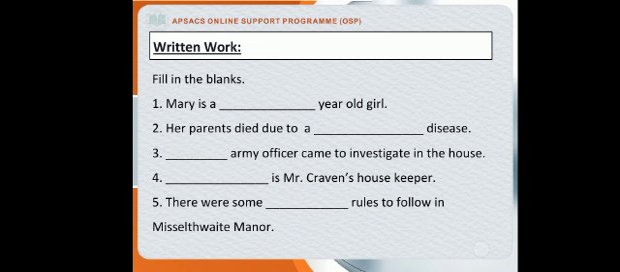Fill in the blanks. This work you will do also in the notebook. First, Mary is a dash-year-old girl. Second, her parents died due to a dash disease. Third, an army officer came to investigate in the house. Fourth, dash is Mr. Craven's housekeeper. Fifth, there were some dash rules to follow in Misselthwaite Manor.